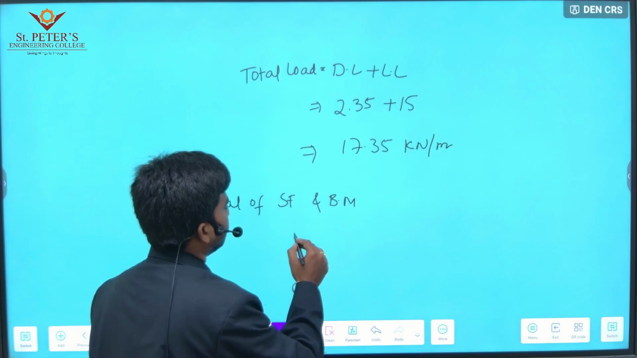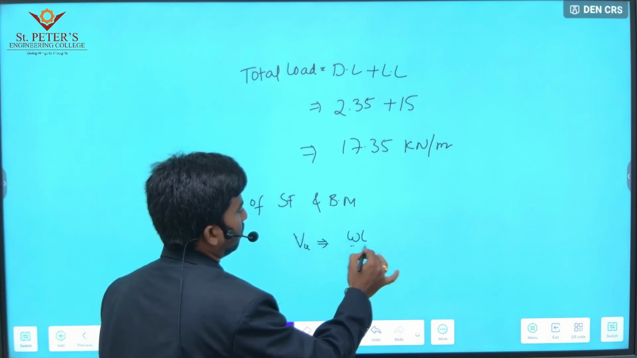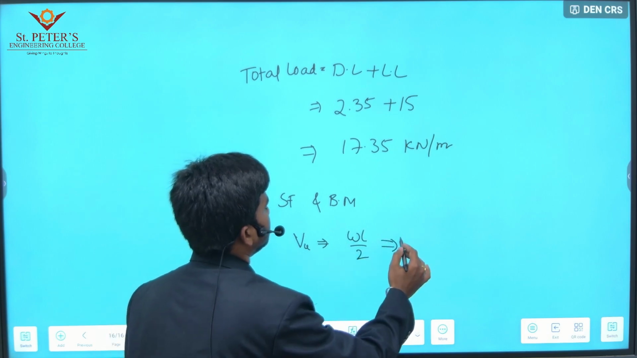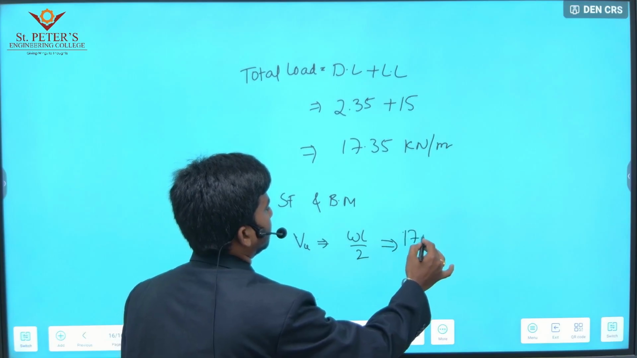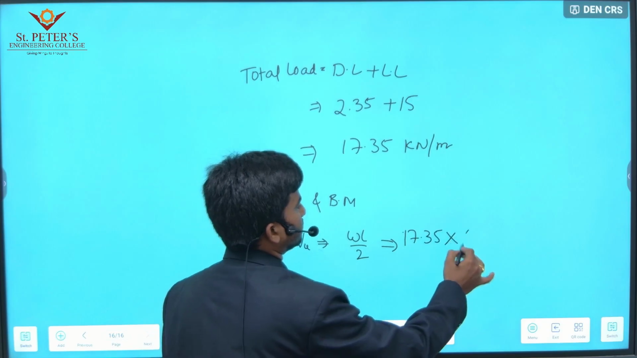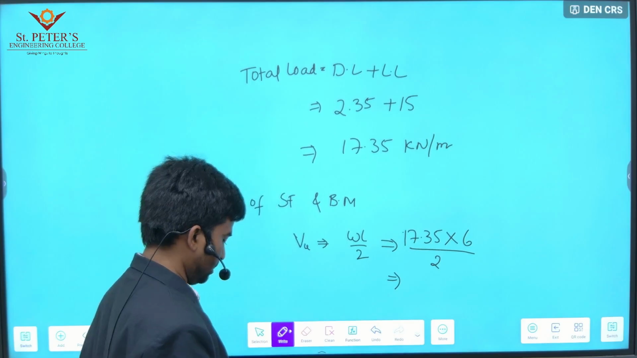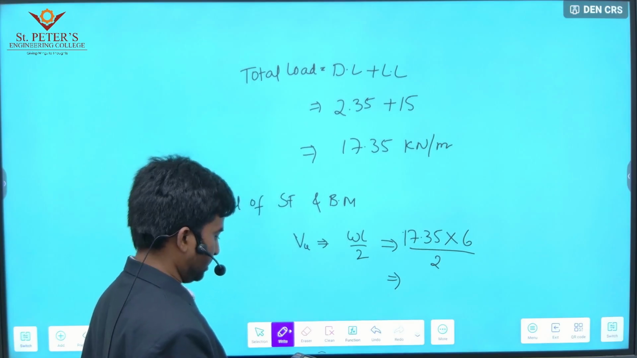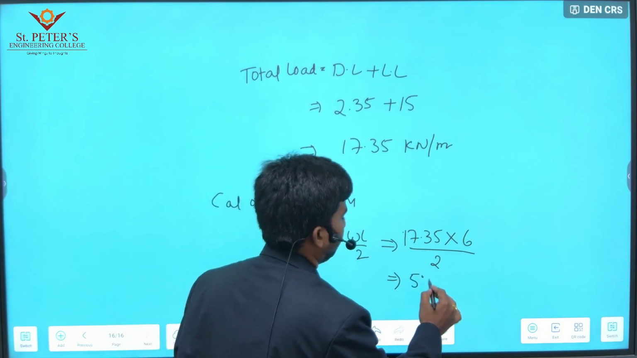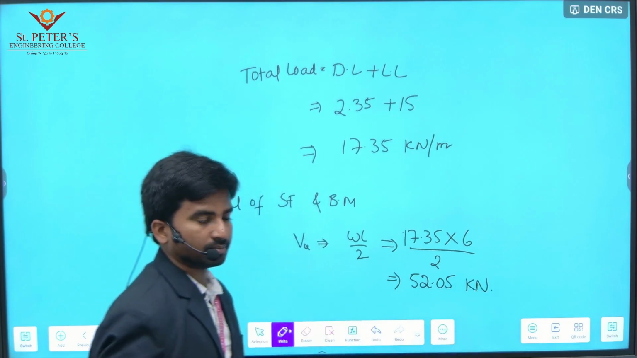So the shear force is WL over 2, where W is the load value 17.35 and the span length is 6 meters. The value 17.35 multiplied by 6 divided by 2 gives 52.05 kilonewtons.